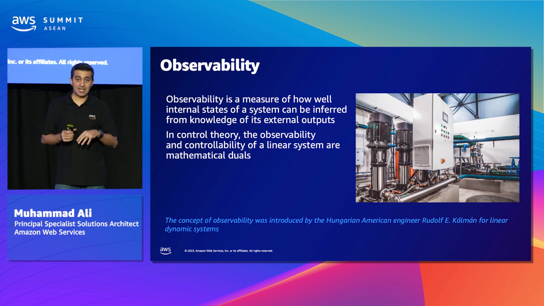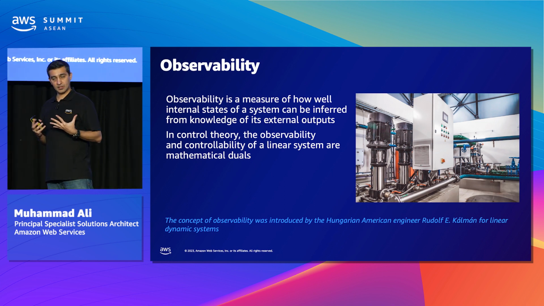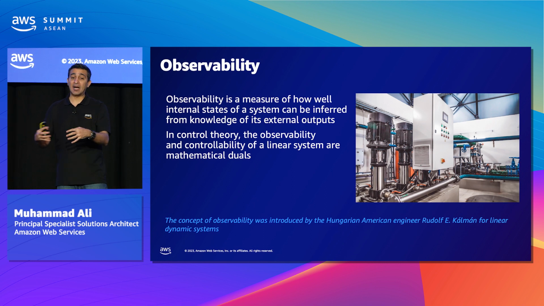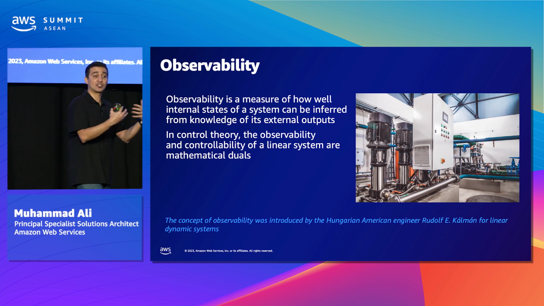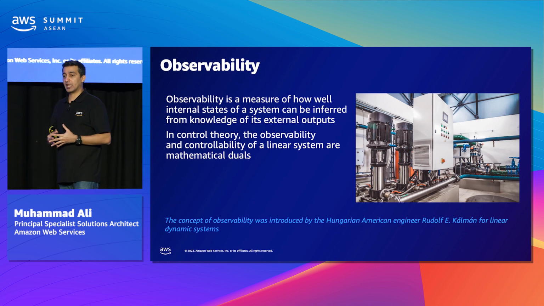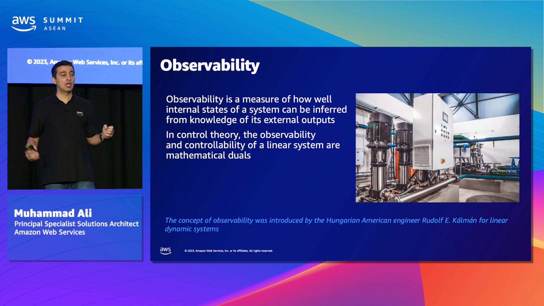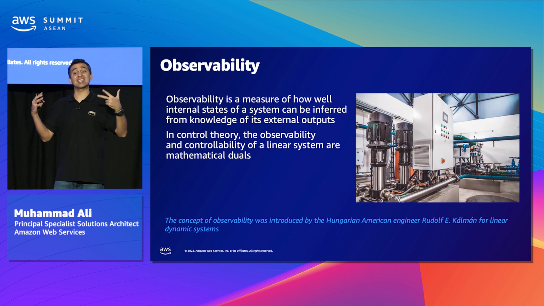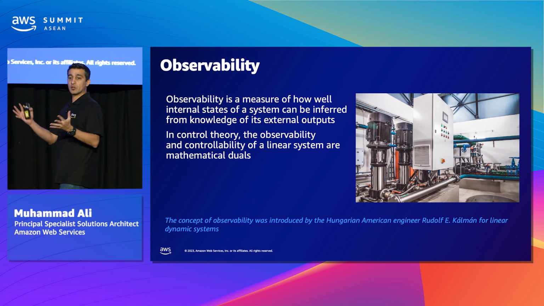So observability has its roots in control theory. It essentially says a system is observable if you can interpret its internal states by just looking at its external outputs, which means, for example, in the case of a factory with large machines, pressure, heat, noise, these are the signals that might tell you how machines are behaving internally.